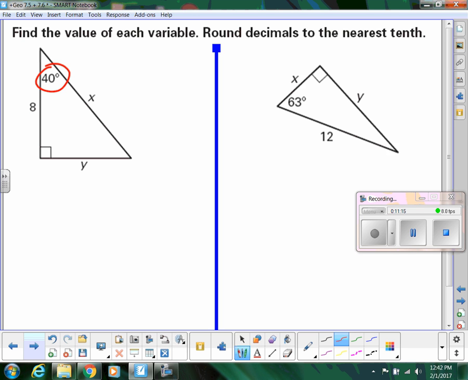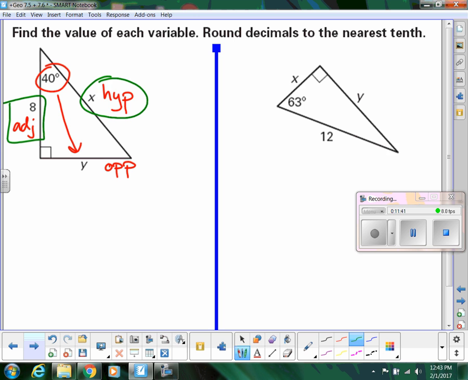So if we do one thing at a time, I'm going to find the x first. So x, according to this 40 degrees, is the hypotenuse. The y is the opposite side, and 8 is the adjacent side. I have to use the only side they gave me, which is 8, so I have to use adjacent. And if I'm trying to find x, then I have to use hypotenuse. So which one of those in SOHCAHTOA uses both adjacent and hypotenuse? Correct answer, the cosine. So that tells me that I have to do the cosine of 40 degrees.